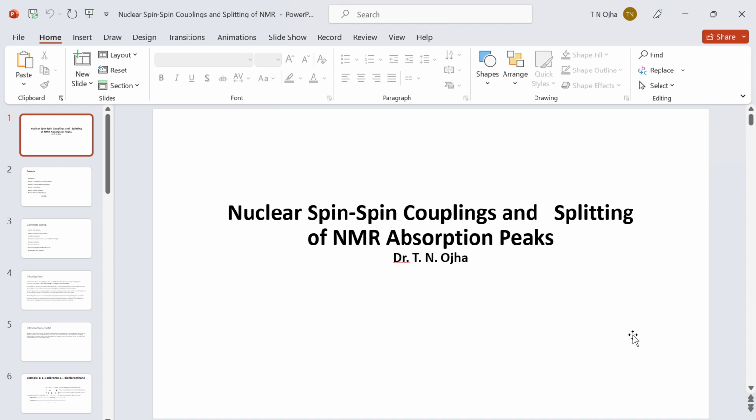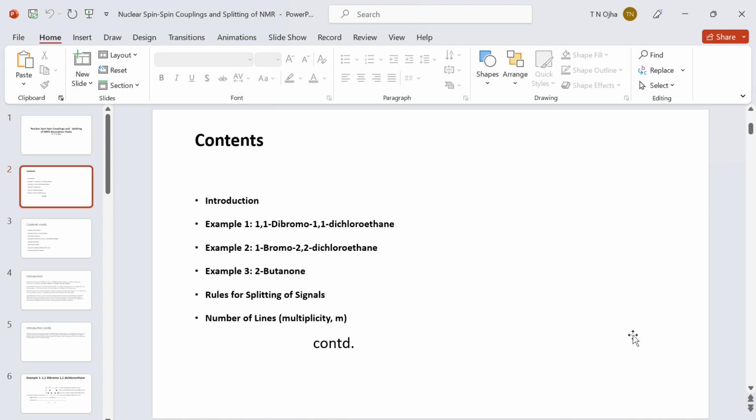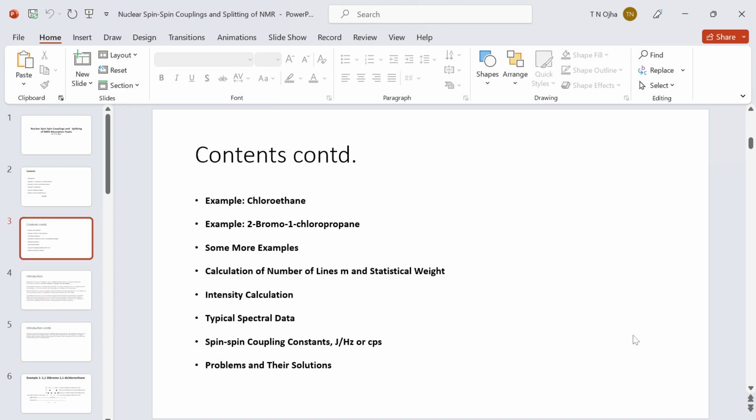I am going to present to you a new video on nuclear spin-spin couplings and splitting of NMR absorption peaks. This simple video will be very useful for beginners for understanding NMR spectra. So let us begin. For simplicity, we have divided the whole topic into several subtopics so that one can understand point-wise. These are the points which we'll be covering in this video.